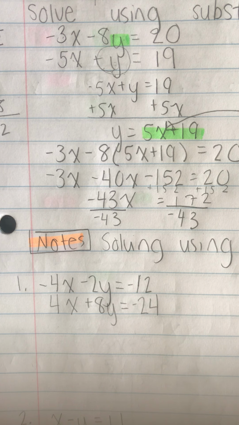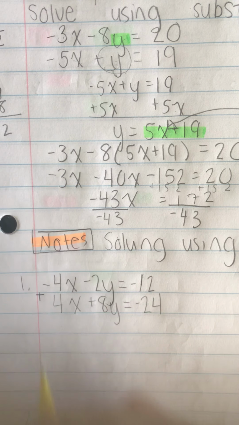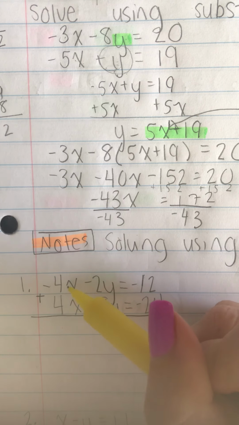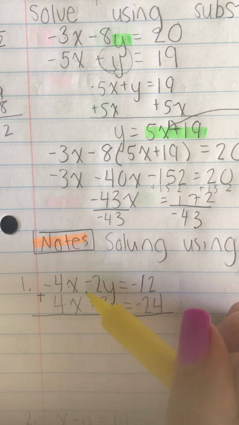As I was saying, you need to pick one variable and make it either positive or negative of the same number. So looking at number 1, look at your x's very closely. Notice one's a -4 and the other one's a +4. So we don't have to do anything to this. What we want to do is just put a plus sign and put a line under it and add them up. What happens when you have -4 plus 4?